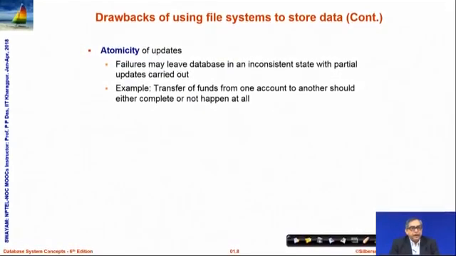Then there are issues of atomicity of update. What atomicity means is the ability to do certain operations as a single unit. So, what you want is that either the operation happens, and if it happens, it happens in full, in totality, or otherwise it does not happen at all. For example, consider funds being transferred from one account to another. This means the account from which the funds are being transferred needs to be debited a certain amount, and that same amount has to get credited to the account to which it is being paid.